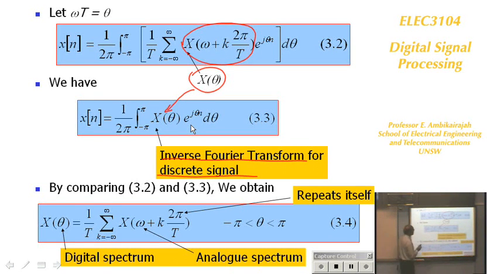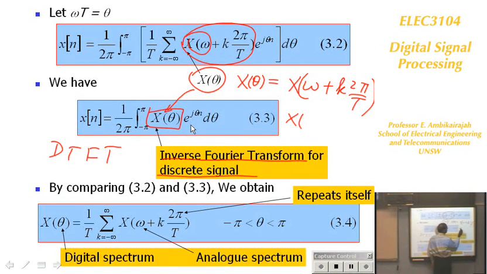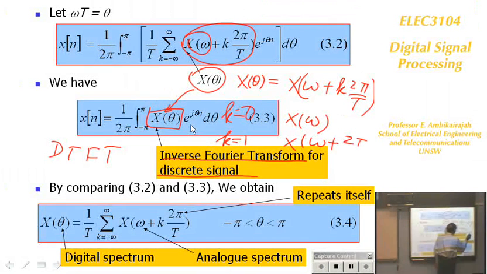But when you are trying to define this, you find X(theta) is your Fourier transform of the discrete time signal, which is called the discrete time Fourier transform, X(theta). X(theta) is called X(omega plus k 2 pi over T). What does that mean? You say X(theta) is equal to X(omega plus k 2 pi over T). So if you put k equal to 0, X(omega) will come. For k equal to 1, X(omega plus 2 pi over T).